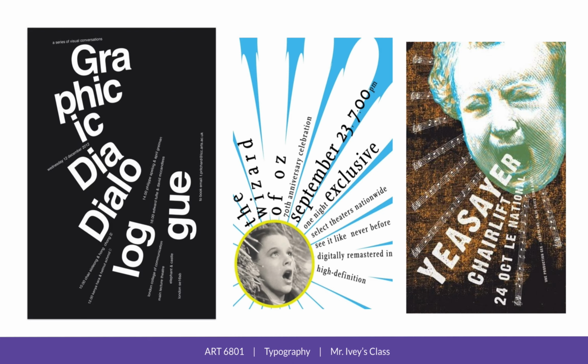So you can see in all of these examples, they either found an image or they created an image that has that strong radial movement from a central point and then moving outward from there.